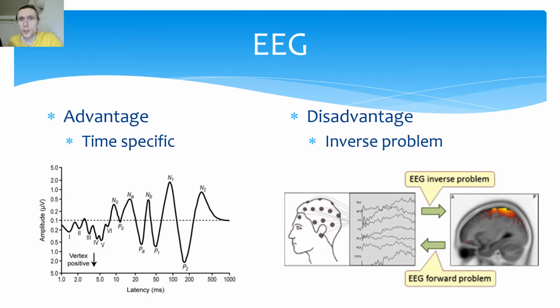For example, two sources, so two points of activity, could lead to the same output on the scalp as just a single point of activity. And since you don't know how many active hotspots there are in the brain, you cannot really resolve where the activity comes from by just looking on the outside.